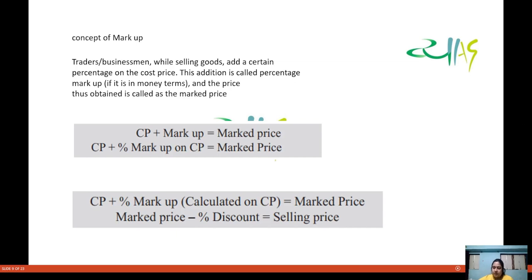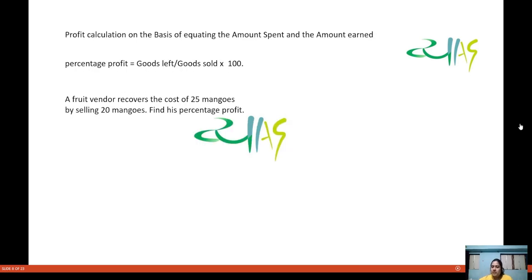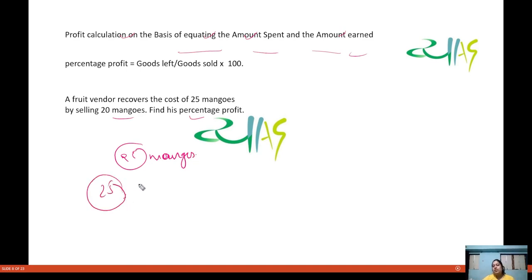Now let's see what is profit calculation on the basis of equating the amount spent and amount earned. Now look at this thing. We have a fruit vendor who wants to recover the cost of 25 mangoes by selling 20 mangoes. So what is the percentage profit?